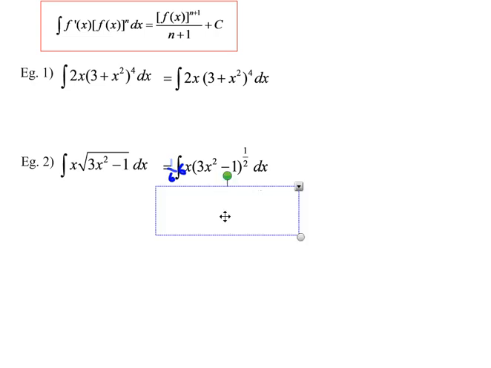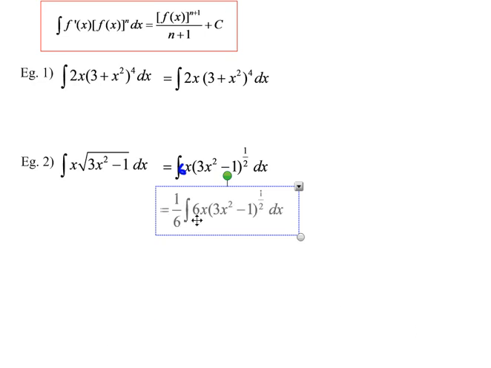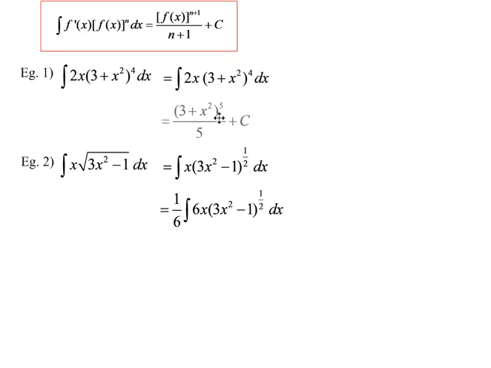So let's see what we could do if I rearrange it slightly. So I have 6 and I have 1 over 6. Now this is okay, where this is actually the derivative of the bracket. When we are in this position, we can then utilize this formula, where basically what I need to do is just take the power and add 1 and divide by the power plus 1. In this case, our answer is (3 plus x squared) to the power of 5 divided by 5.